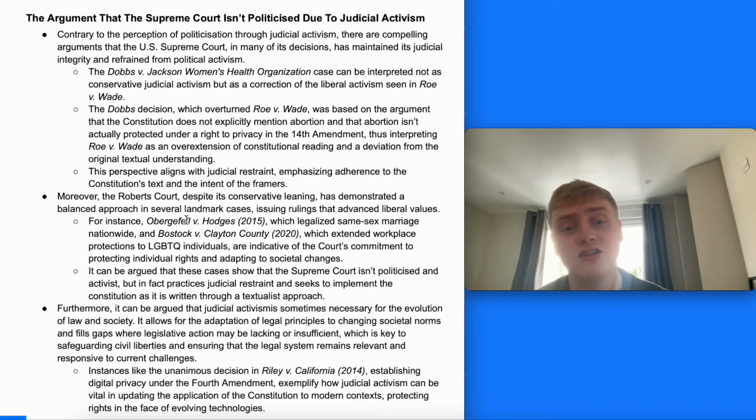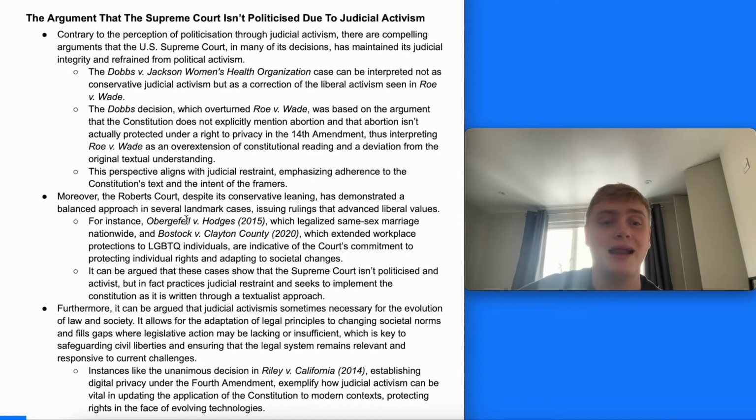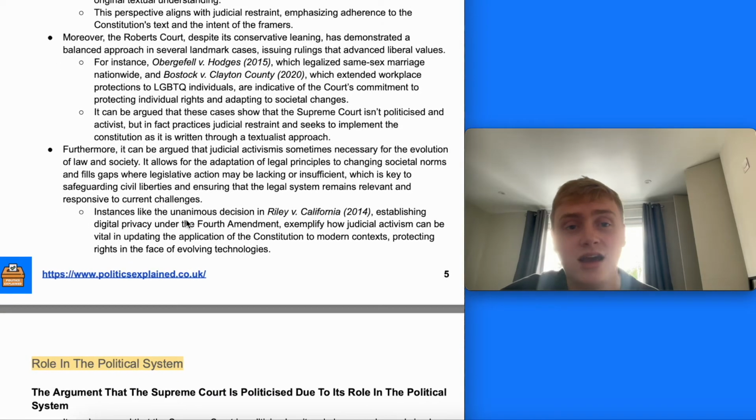Moreover, the Roberts Court, despite its conservative leanings, has demonstrated a balanced approach in several landmark cases, issuing rulings which have advanced liberal values, such as Obergefell v. Hodges, which legalised same-sex marriage, and Bostock v. Clayton County, which expanded workplace protections to LGBTQ individuals. And this shows the court's commitment to protecting individual rights and adapting to societal changes. And we argue that these cases show that the Supreme Court isn't politicised and activist, but in fact practices judicial restraint and seeks to implement the Constitution as it's written through a textualist approach.